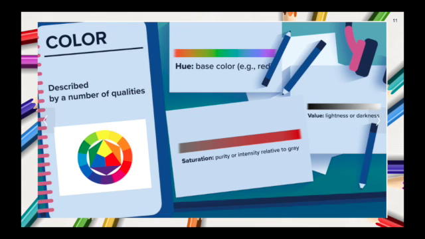Next, let's take a look at color. Color is described by a number of qualities, including hue, which is your base color, the value, lightness and darkness of the color, or saturation, which is the purity or intensity relative to gray values.